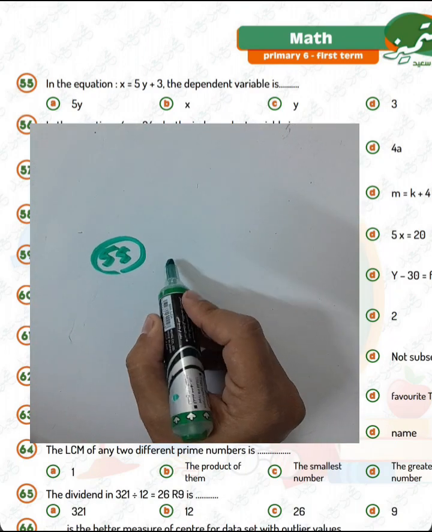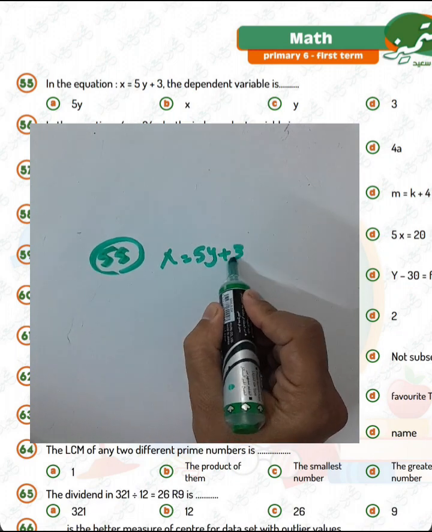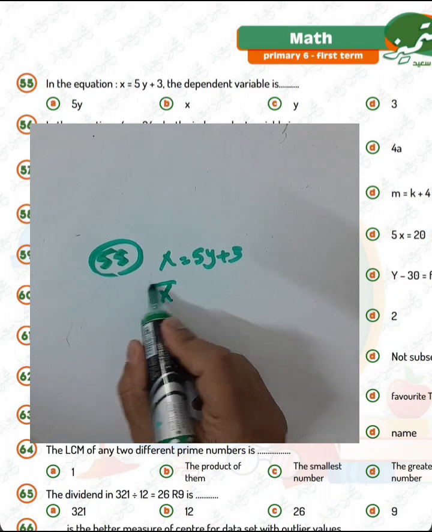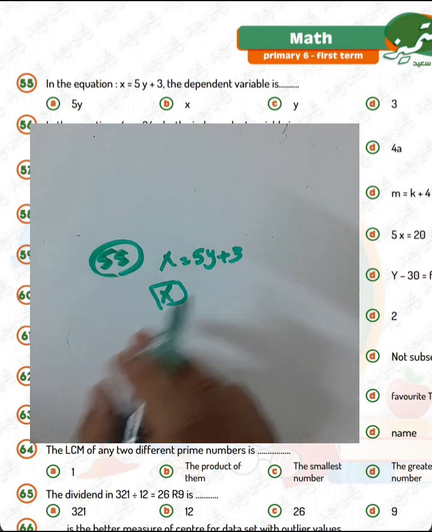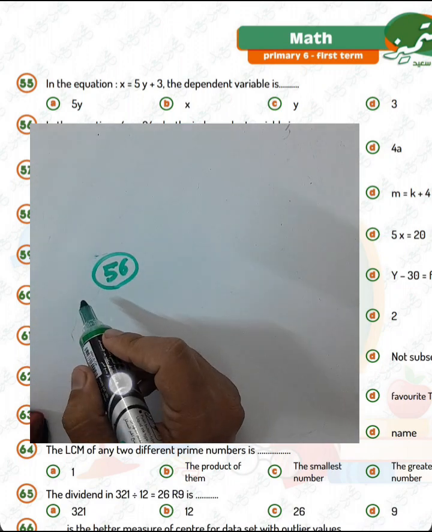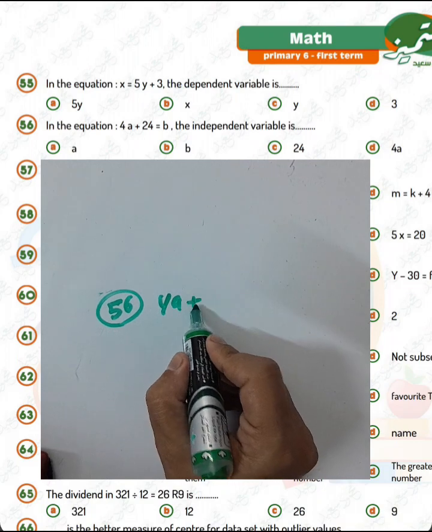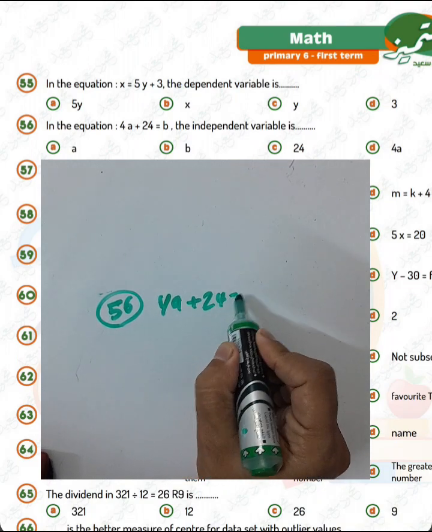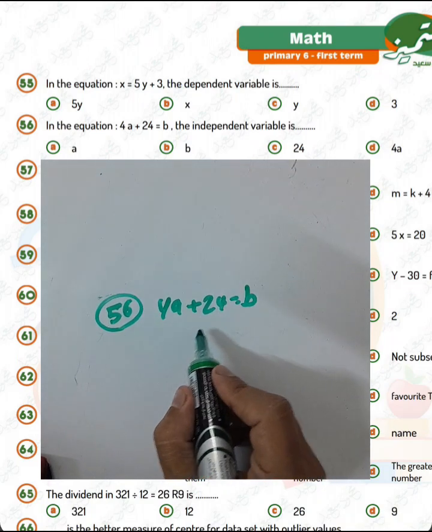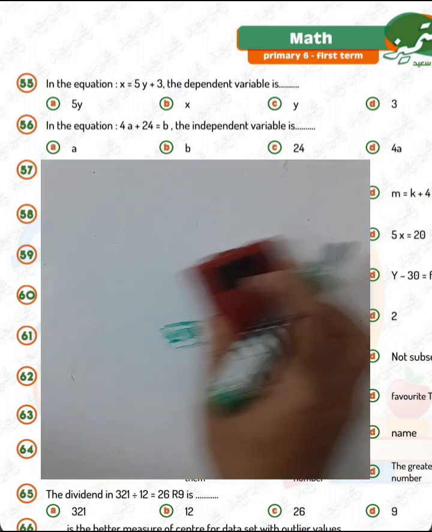In the equation x equals 5y plus 3, the dependent variable will be x. X here we call dependent and y independent. Question 56. In the equation 4a plus 24 equals B, the independent variable here will be A. A here we call independent. The result will be A.